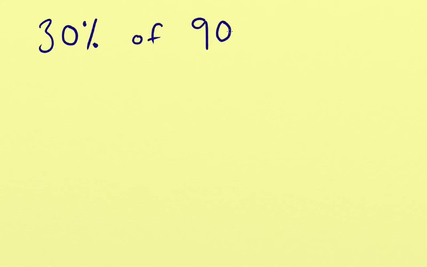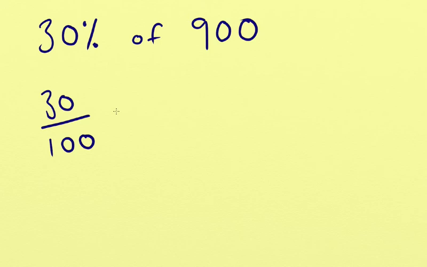Let's say we wanted 30% of 900. 30% is also written as 30 over 100 as a fraction, because percent means per 100. 30 over 100 of 900.